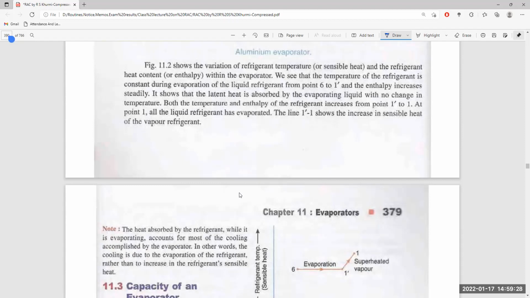From 1 dash to 1 is the increase in sensible heat in the vapor refrigerant. So up to 1 dash, no temperature rise of the refrigerant takes place; it is only absorbing the latent heat. From 1 dash, it absorbs certain sensible heat, so the temperature is raised from 1 dash to 1.